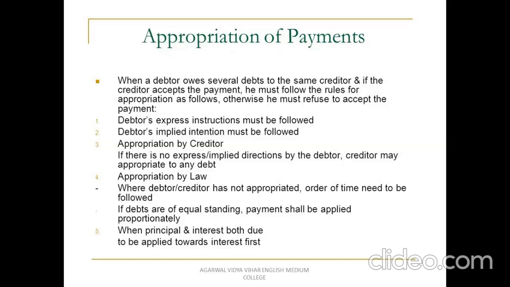The creditor must be the same. Suppose the customer is having three loan accounts, but the first loan account is with the SBI, the second loan account is with the PNB, and the third loan account is with the Axis Bank. So the question of appropriation of payment does not arise. This type of question arises when the customer is having more than one loan account or more than one debt which is due against the same creditor. The creditor must be the same. Clear? Then this type of question arises.